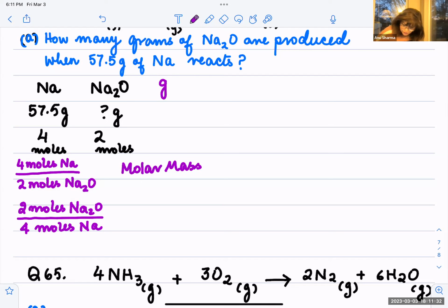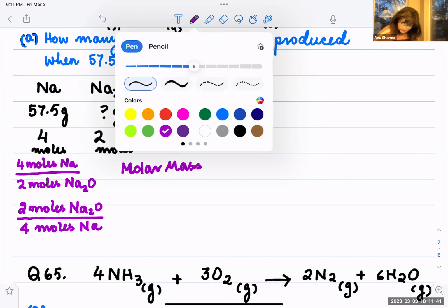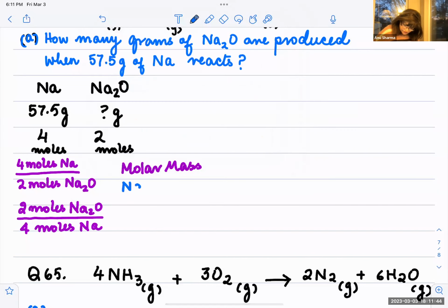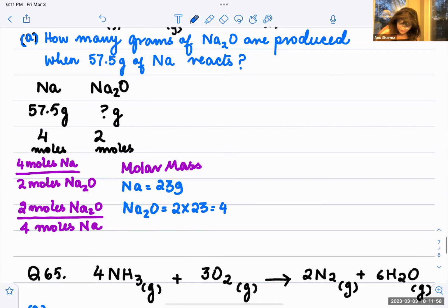You're going to take the grams of sodium. Let me write the strategies later. So let's do the molar mass first. Here the molar mass of sodium, from the periodic table, is 23 grams. Na2O is equal to 2 times 23, that is 2 3s are 6, 46 grams, and one oxygen times 16, that is 16. So 46 plus 16 is 62 grams per mole.